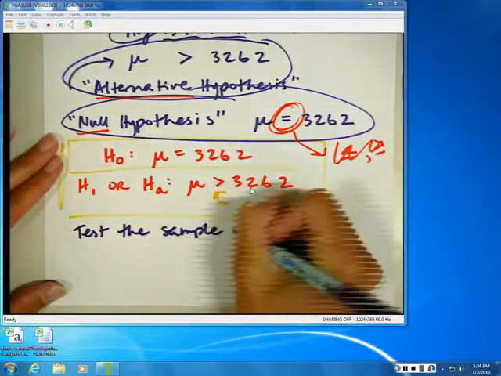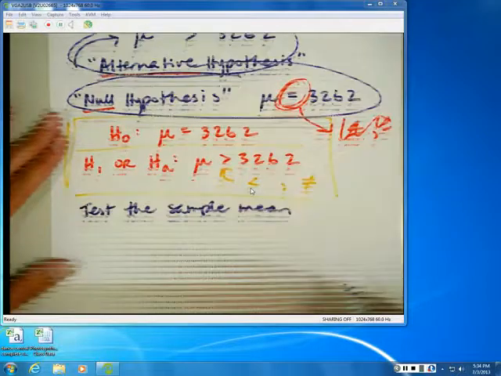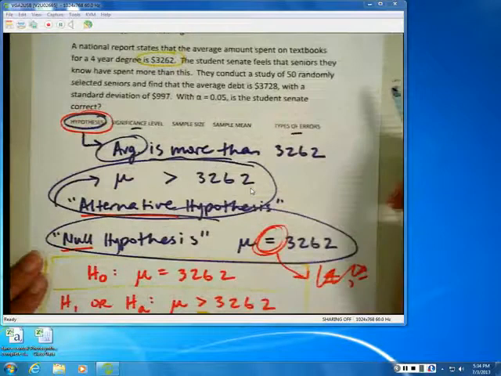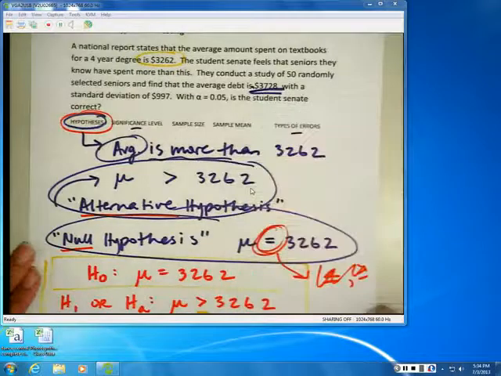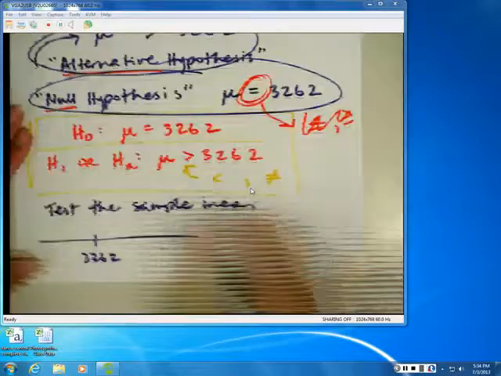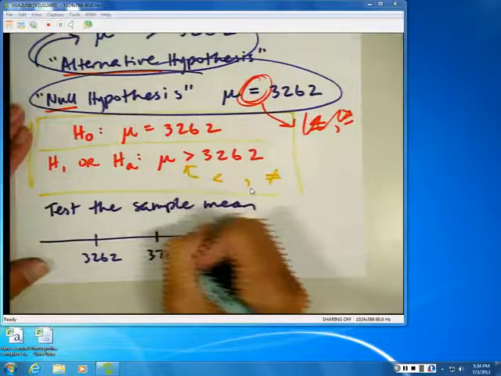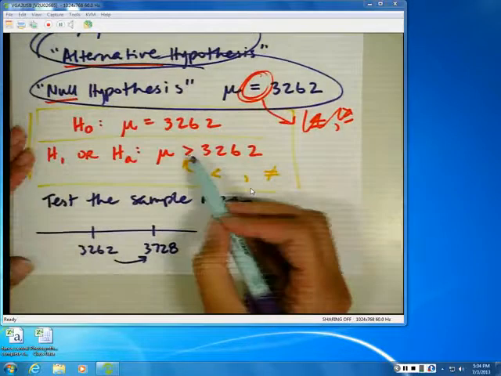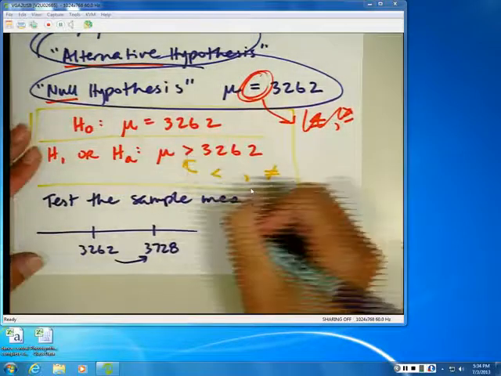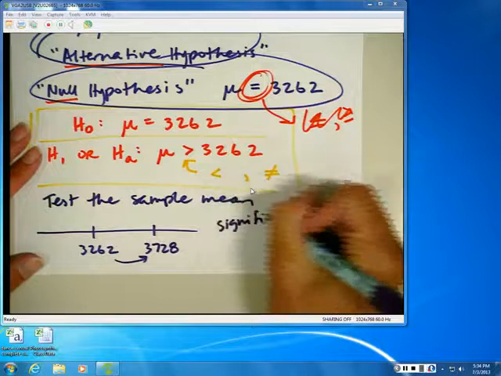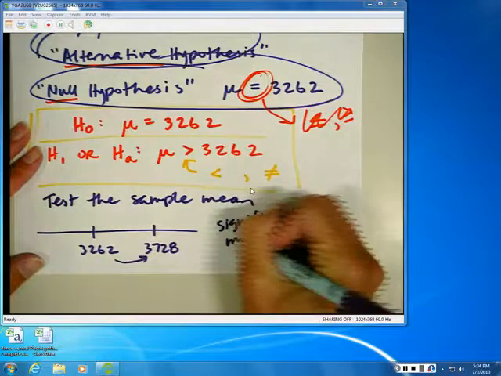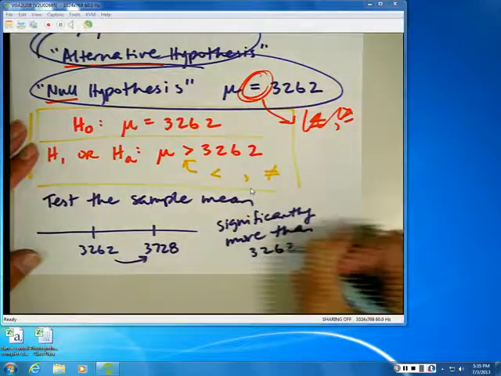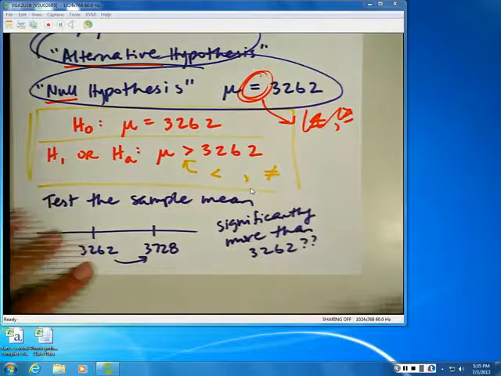The sample mean. Okay, so here's 3262. And what was it? 3728, that we found with our group of seniors. Well, I know that 3728 is more than 3262. The question is, with this greater than symbol, is it significantly more than the 3262? That's our question, because we know there's going to be some error.